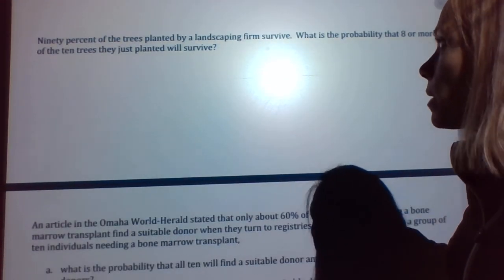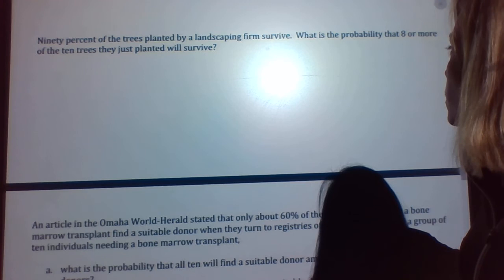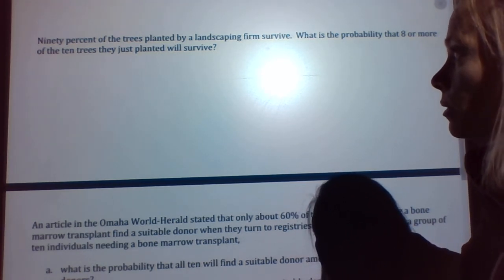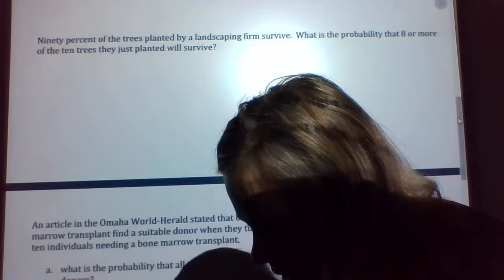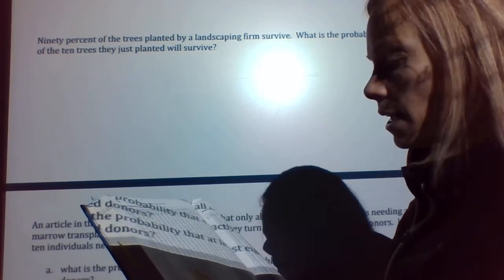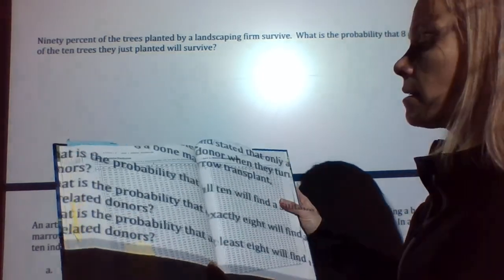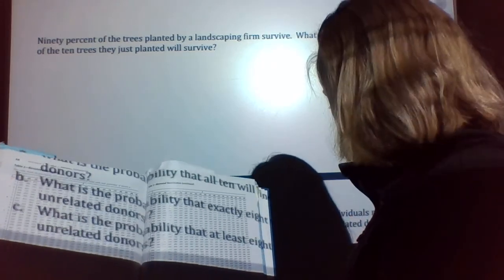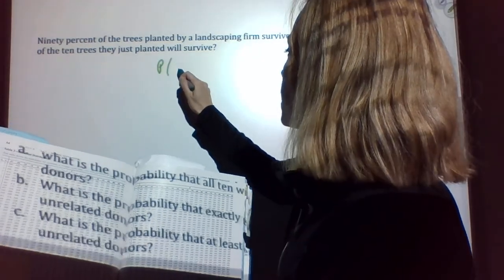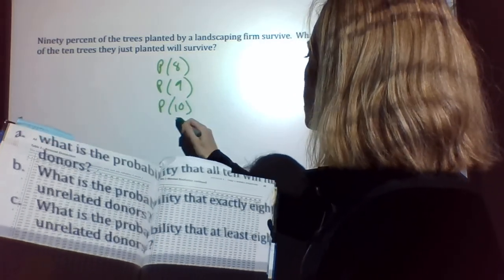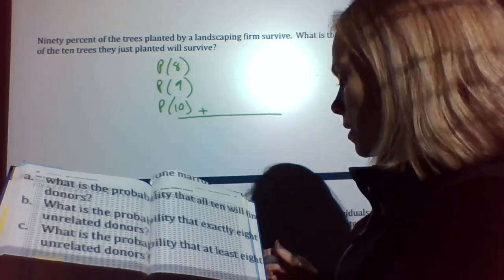90% of trees planted by a landscaping firm survive. What's the probability that 8 or more of the 10 trees they just planted will survive? So again, I'm at 90%, and 10 is my n, 10 total trees, and I want 8 or more. So 8 or more would be 8, 9, 10, and OR means add. I'm going to add those together.